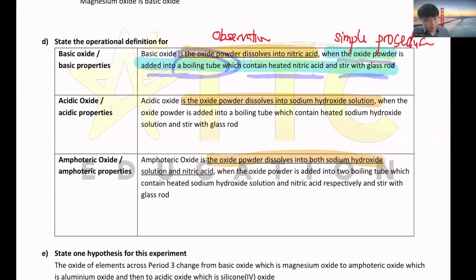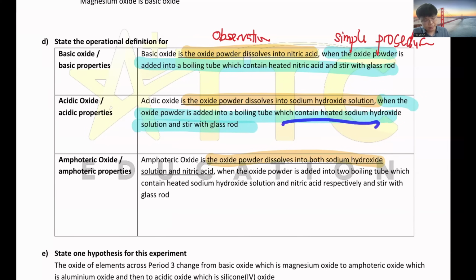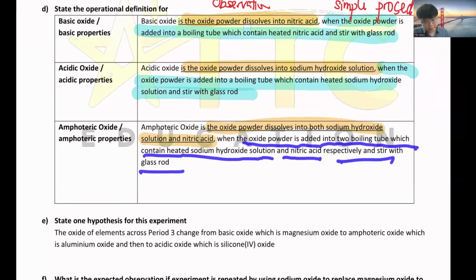straw. Then for acidic, how do you know? The oxide will dissolve in sodium hydroxide, which is alkaline. Then what you do is put it inside a boiling tube which contains sodium hydroxide and stir with a glass straw. Then for amphoteric, you are able to dissolve it in both sodium hydroxide solution and nitric acid. So the oxide powder is added to two boiling tubes which contain heated sodium hydroxide and nitric acid respectively, stirring with a glass straw.